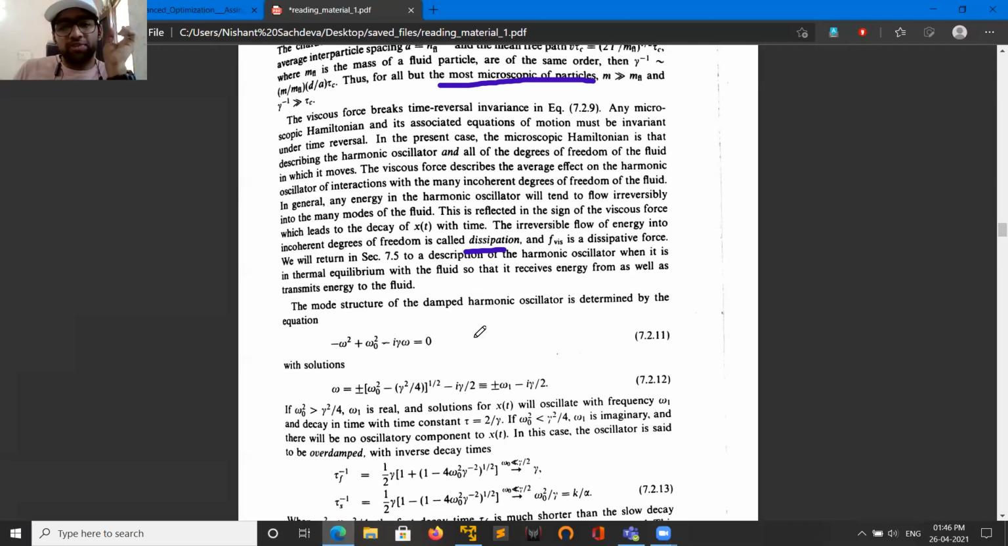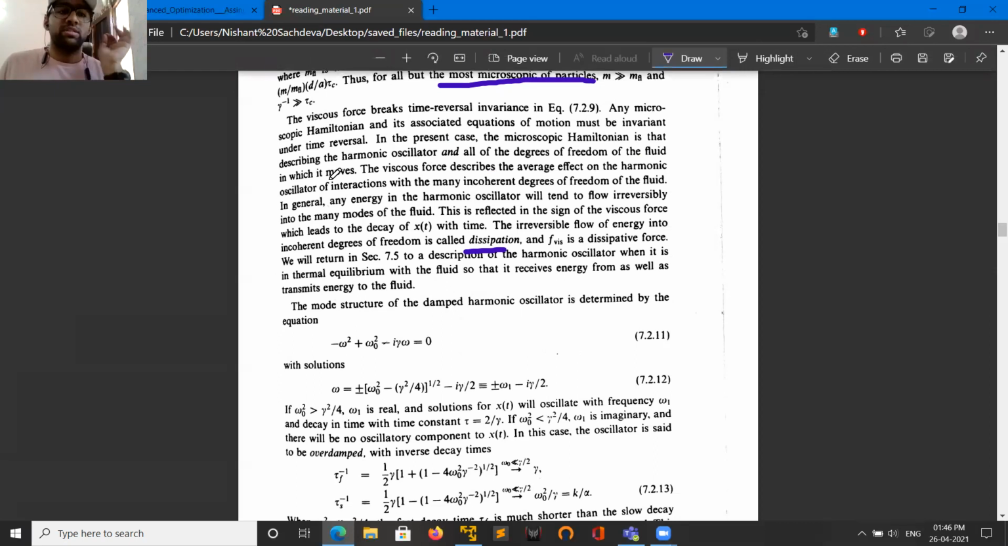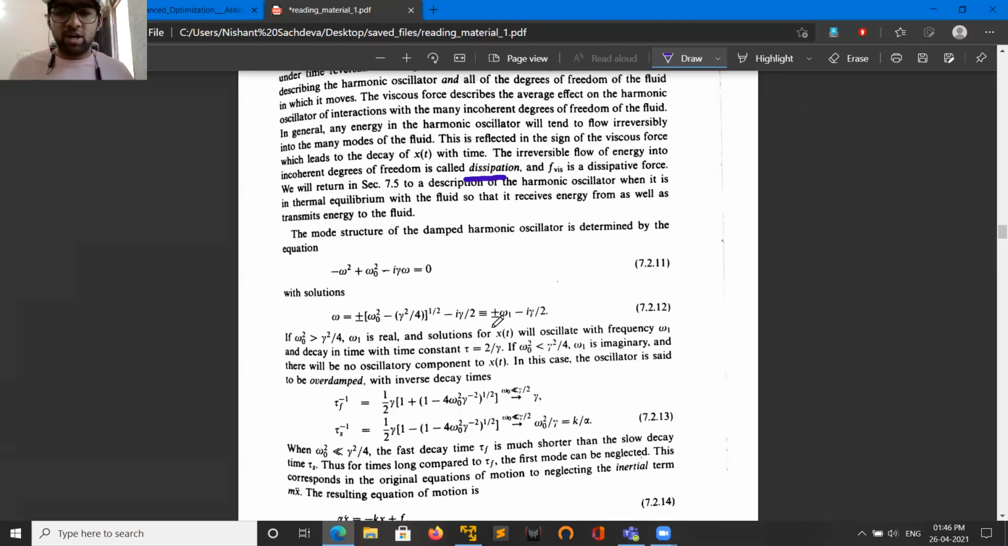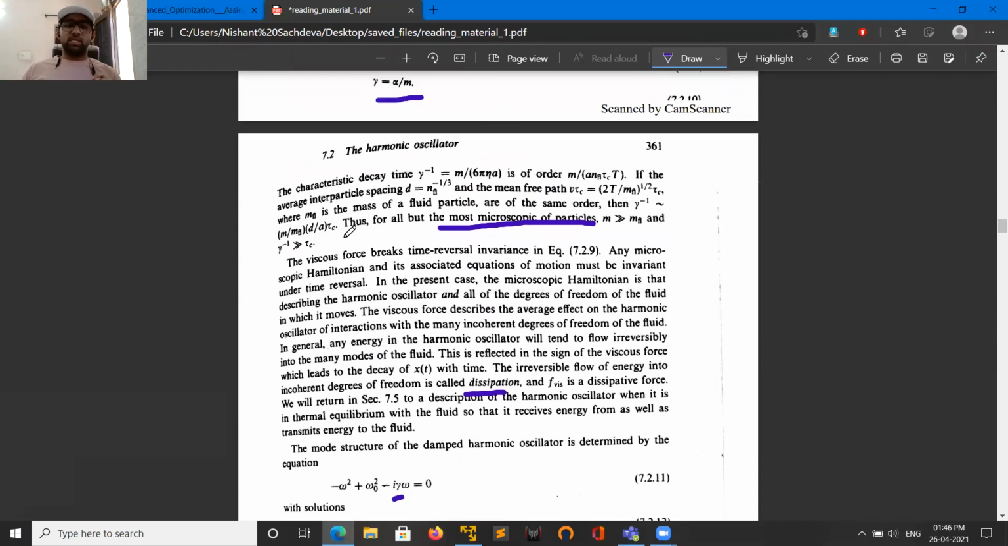Now the mode structure of the damped harmonic oscillator is determined by this equation. The mode structure of the undamped oscillator was with two equations. For the damped oscillator, it's with this one, with solutions given by plus minus omega 1 minus i gamma by 2. Gamma is this quantity here.